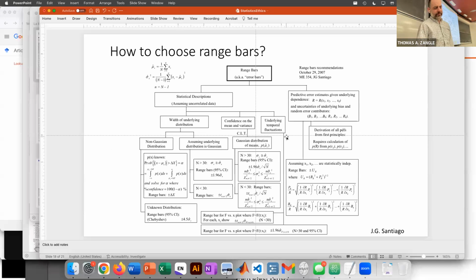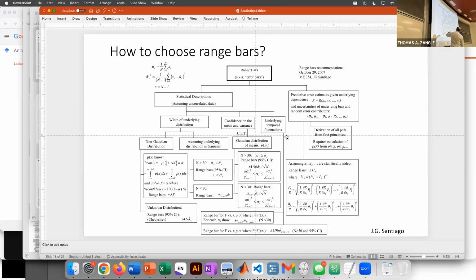Guidance on this comes from my PhD advisor, his attempt to simplify things. The main reason why I'm showing you this is to point out there's a lot of decisions to make. So this is kind of a decision tree to ask the question of what kinds of error bars or range bars should I be showing on my data, just to give some guidance among those different types of error bars that you might use. And included in here is something we didn't talk about, which was if you have a non-Gaussian distribution underlying your data set, what would you use?